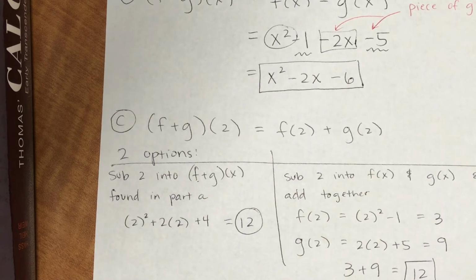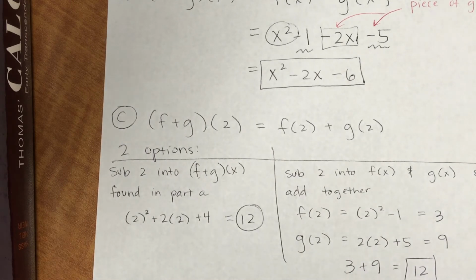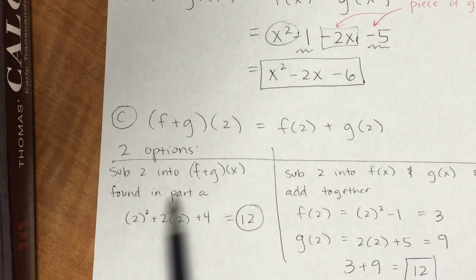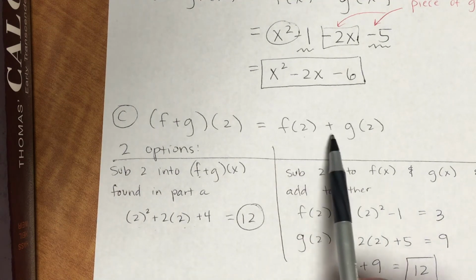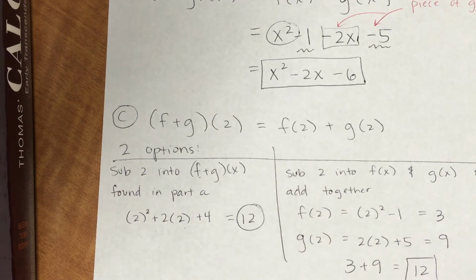So either way, you get the same answer, your choice, whatever you want to do. But just know if I ask you to plug in specific numbers, you can always find the generic equation and sub in there, or sub into each piece separately, and then whatever your operation is. If you're adding, add them. If you're subtracting, subtract them. If you're dividing, divide them. There we go.